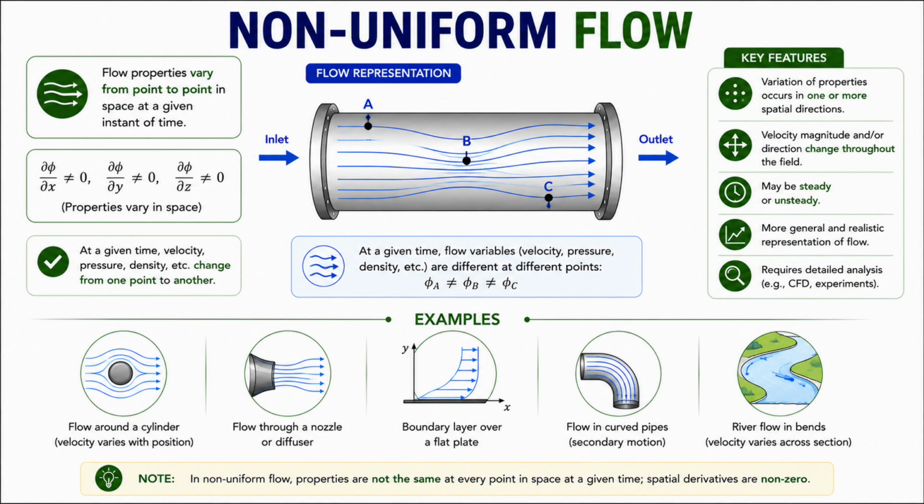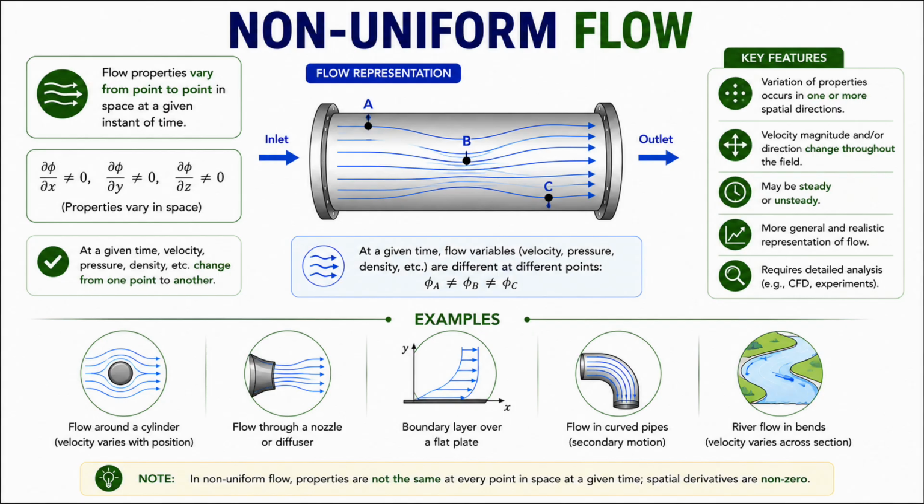Now let us understand non-uniform flow. A flow is called non-uniform when the fluid properties vary from one point to another in space at a given instant of time. Again, consider a flow through this pipe. Observe points A, B, and C. At the same instant, the velocity, pressure, density, and other flow properties are different at different locations. That means the flow properties change with position. Hence, the flow is called non-uniform flow.